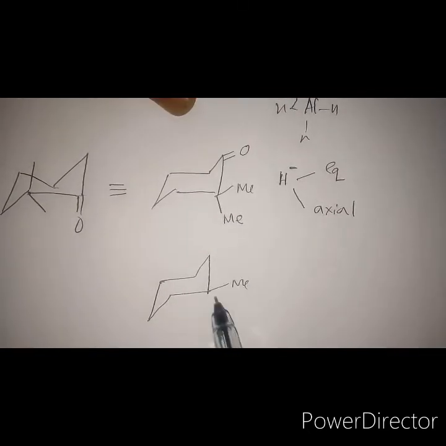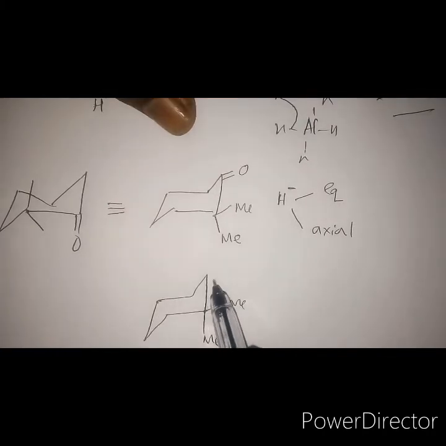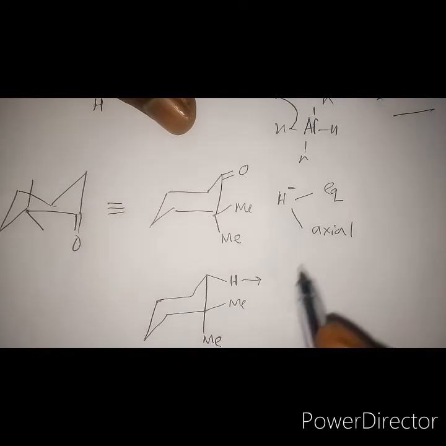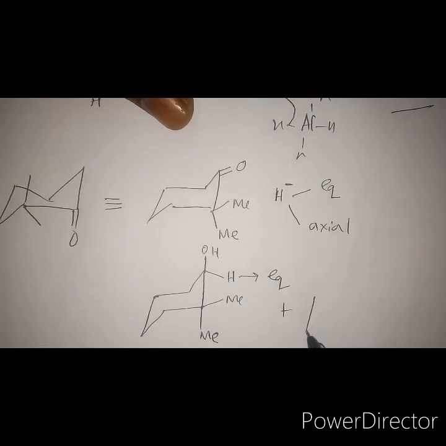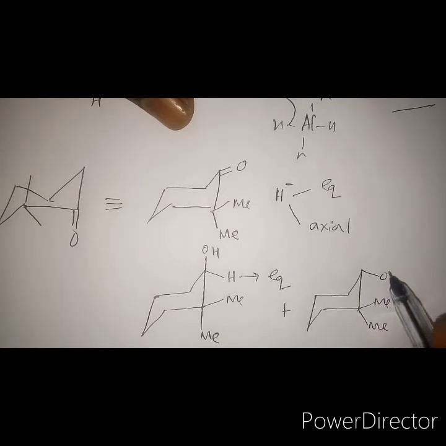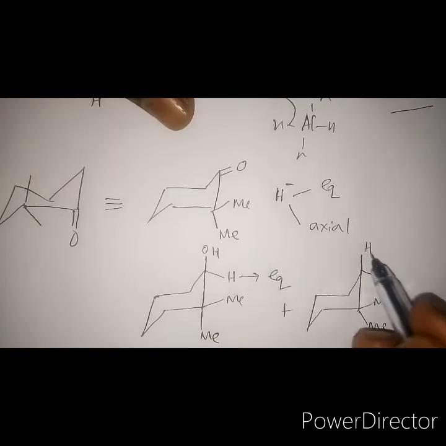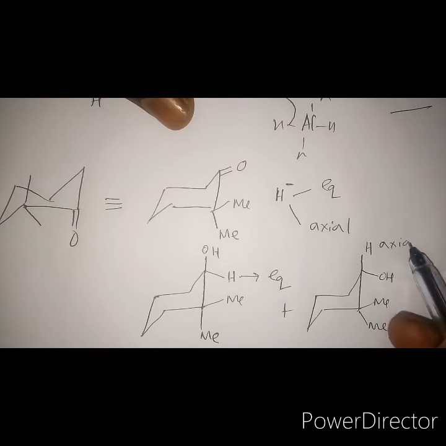So this is methyl. If the H is here in this fashion, so this is equatorial transfer, you will get OH here plus methyl group. If the OH is here and H is here, then it is axial transfer.